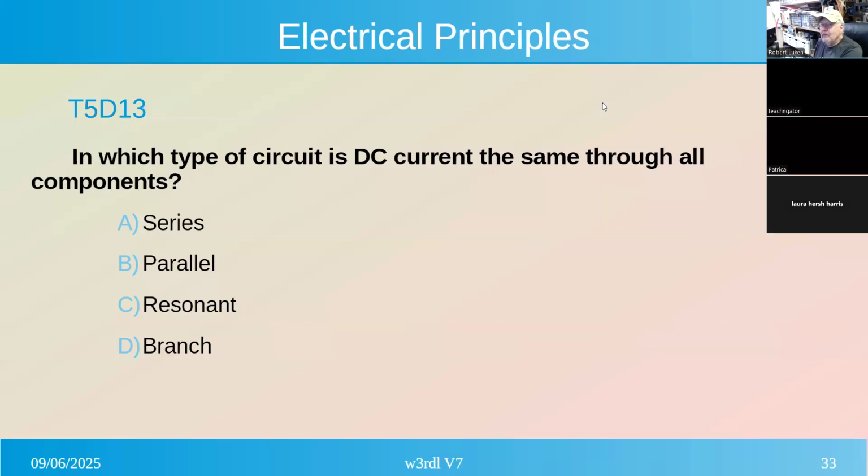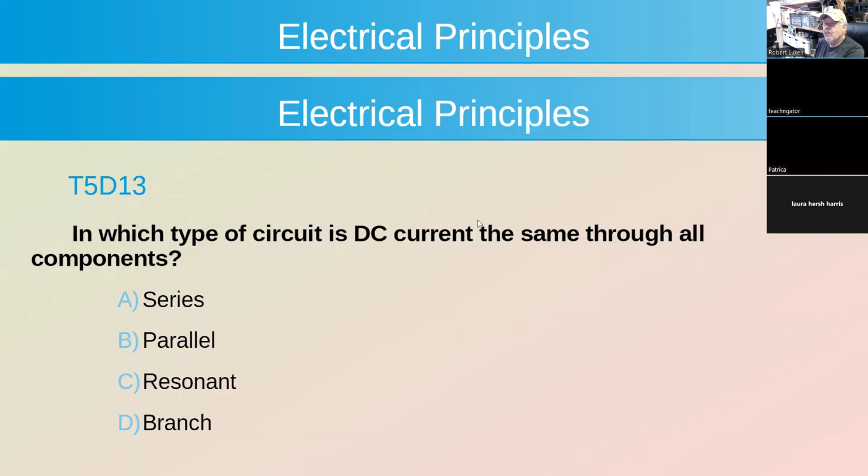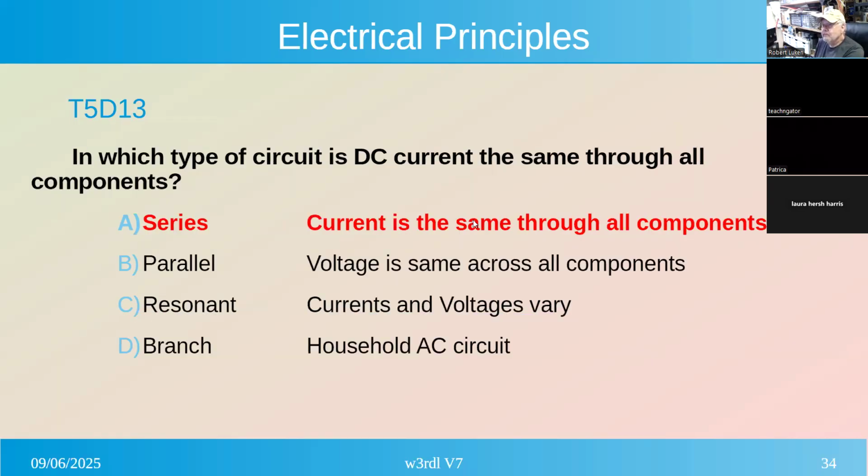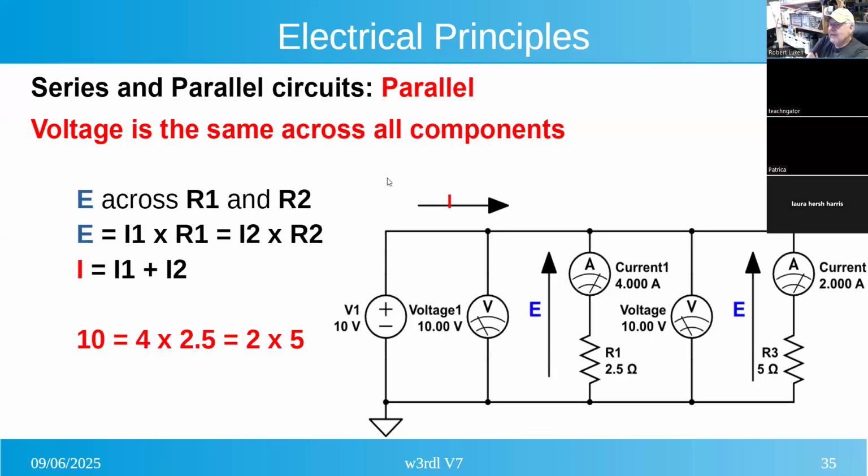All right. So a question, which type of circuit is DC current the same through all components? Alpha. Alpha series. Remember, the key point I said for a series circuit was the current is the same through all components. Okay, so now we'll talk about parallel.